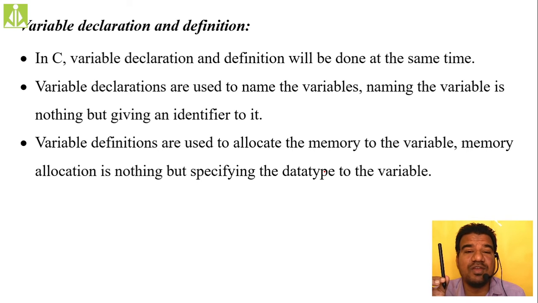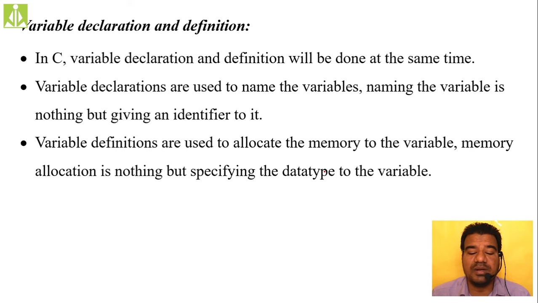In the same way, in programming also, whenever you are creating an object, you must give a specific name to it, a specific identifier to it. And how are these names helpful to us? In order to identify the objects, we are using the names, isn't it? That is the reason why in programming we are calling the nouns, the names, identifiers. You have to remember this. So variable declarations are used to name the variables. Naming the variable is nothing but giving an identifier to it.